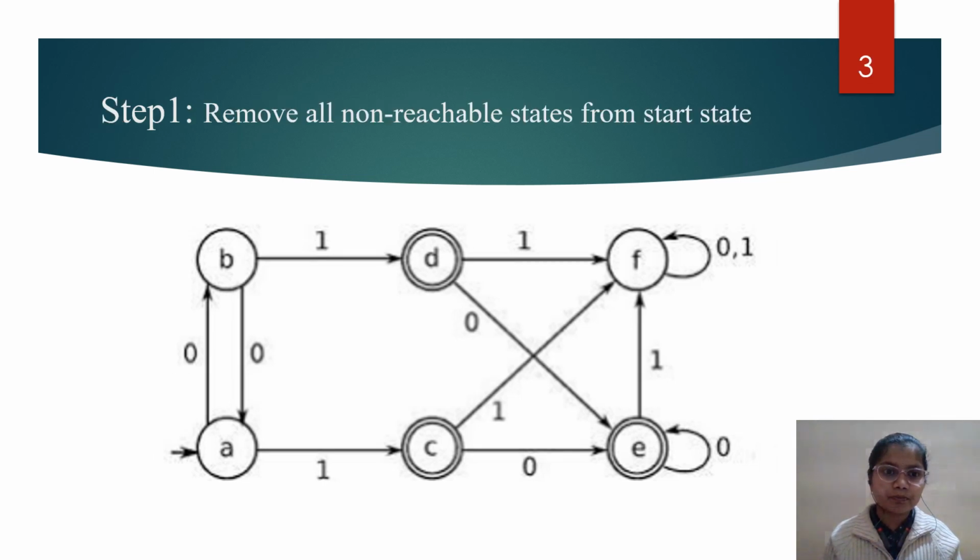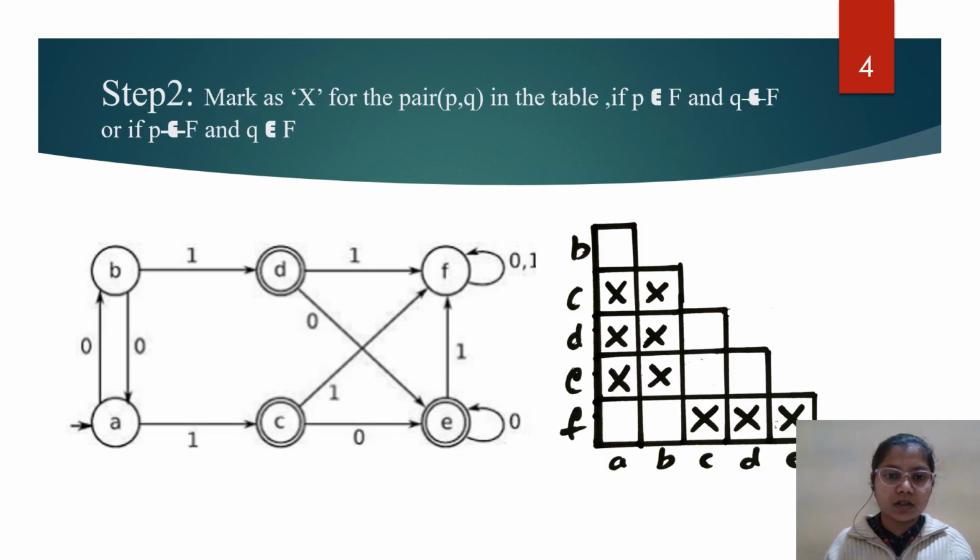Let's go. Step 1. Remove all non-reachable states from the start state. So let's check from the start state. A is reachable to B, yes, it is reachable. A is reachable to C, A is reachable to D from B, and A is reachable to E from C, and A is reachable to F from C or from B, D, F or from B, D, E. So any of that.